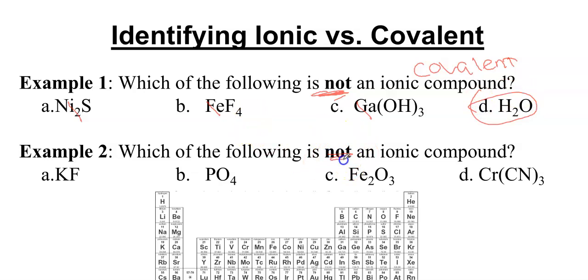And again, which is not. Okay, so we're looking for a covalent. Cross off. If you see a metal, it's ionic. So it's B.